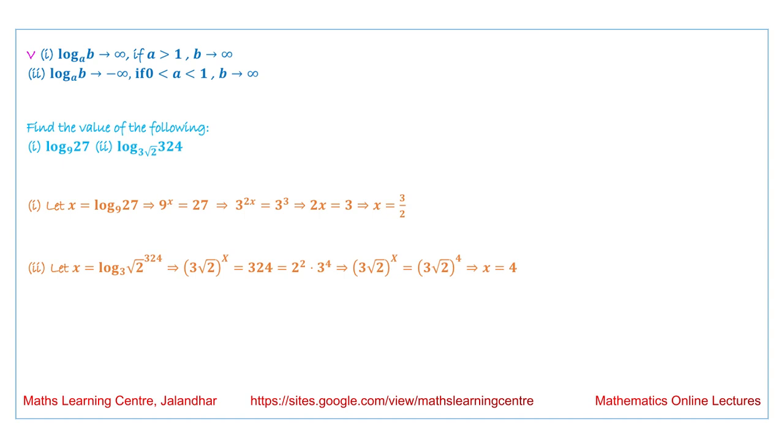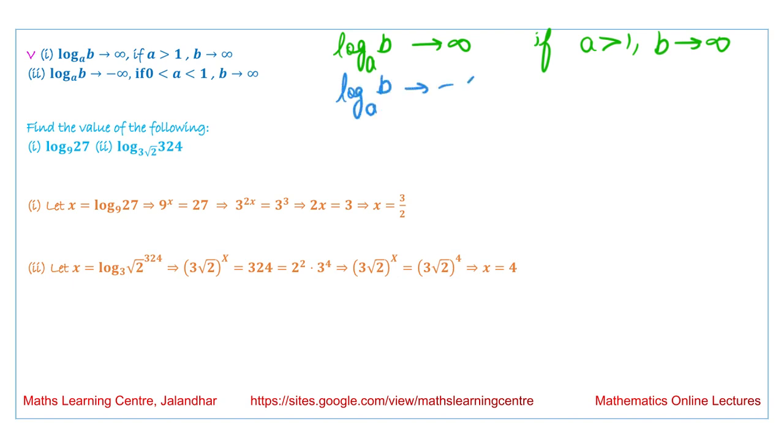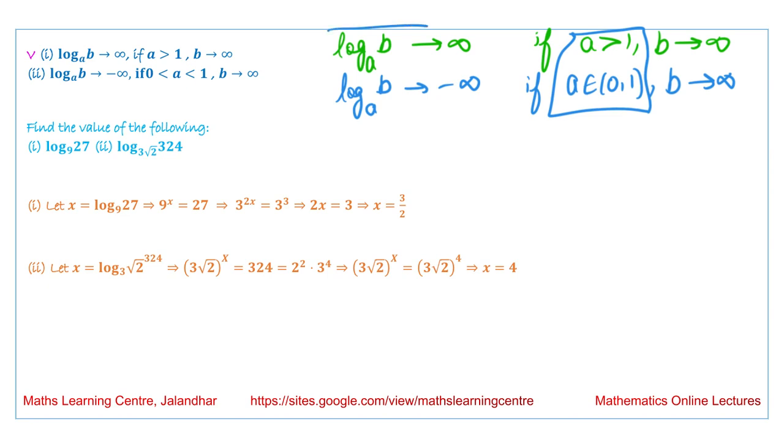Next, log b to the base A tends to infinity if A is greater than 1 and b tends to infinity, and log b to the base A tends to minus infinity if A belongs to the interval 0 to 1 and b tends to infinity. So again, for these two cases, when A is greater than 1 and A is less than 1, we have these two conditions.